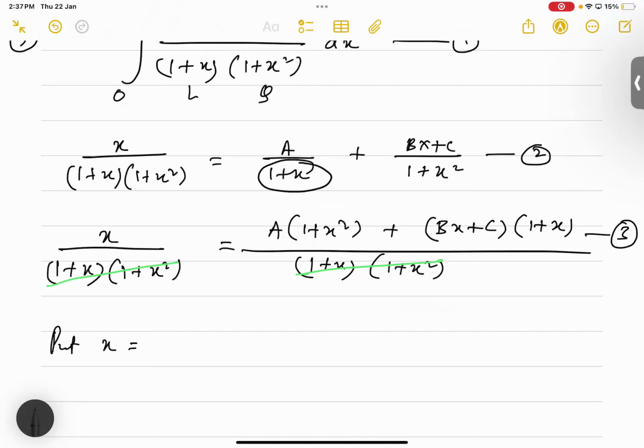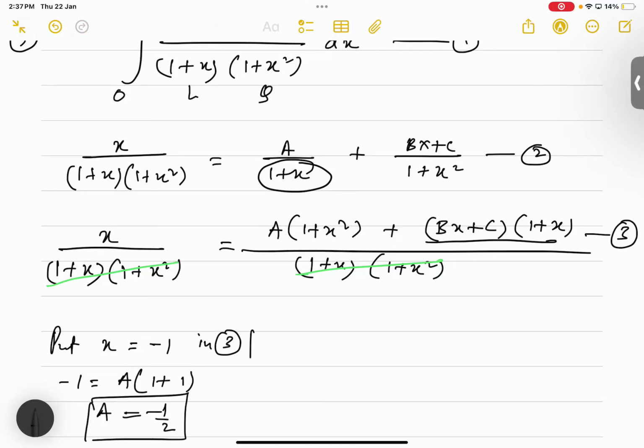Put x equal to anyone? Minus 1. You have to equate that to 0. In 3, minus 1: A into minus 1 square is 1. What about this term when you put x as minus 1? 0, because 1 minus 1 will be 0. Right? A is equal to minus half. In linear and quadratic, second term is compulsorily 0. Why? Because bx will be 0. Okay? So put x equal to 0.